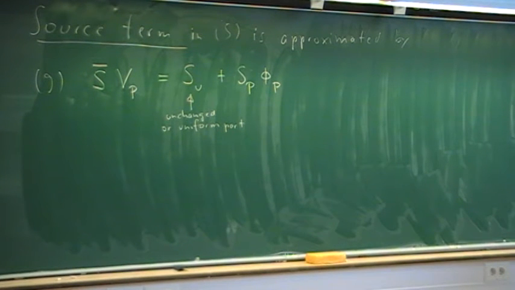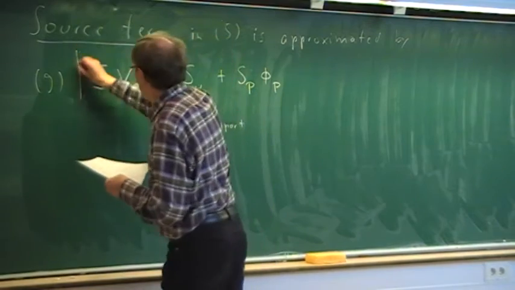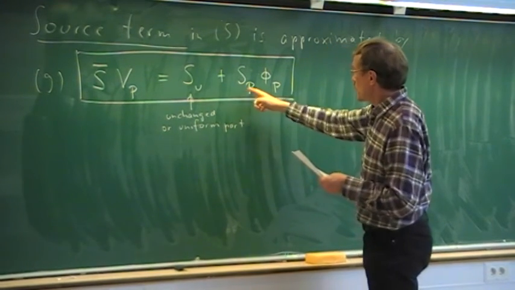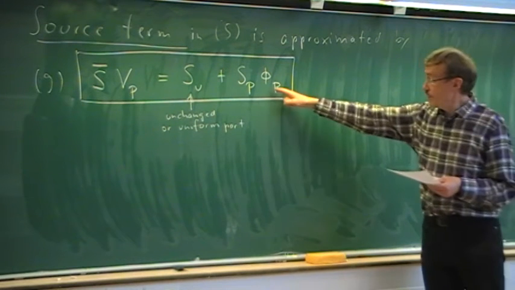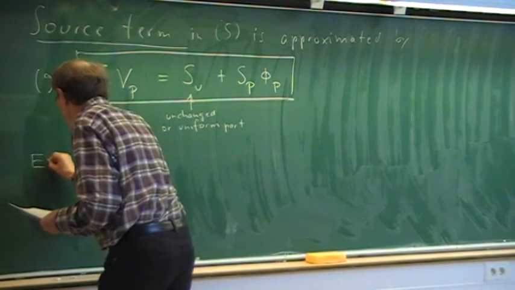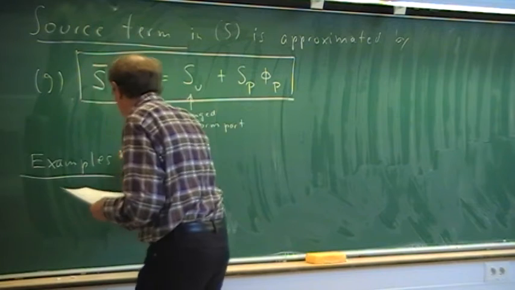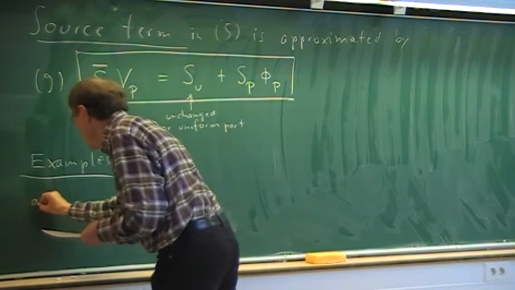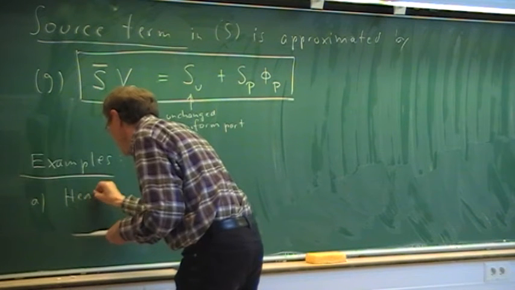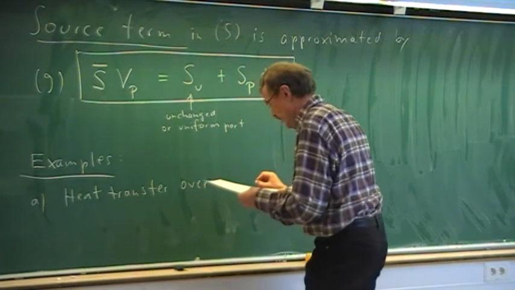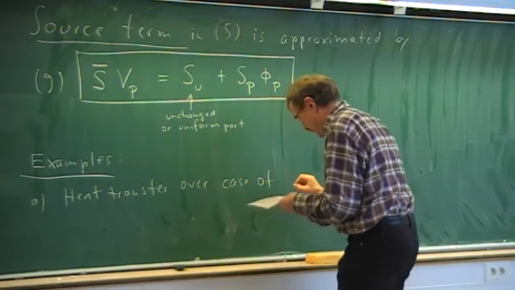So what we do here, we linearize the source term. That is a major assumption here. The SP is a coefficient, and phi P is our approximation of the cell average in the cell P. Now let us look at two examples to illustrate this approximation of the source term. The first is heat transfer. Now we model the heat transfer over the case of a rod.